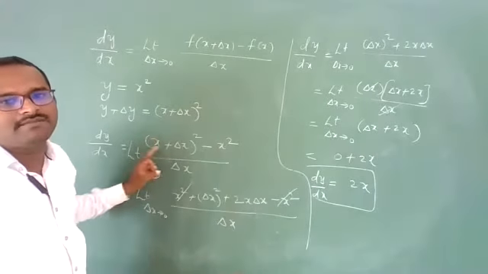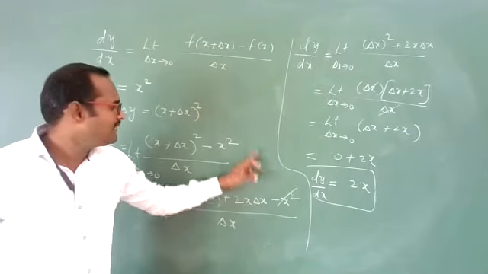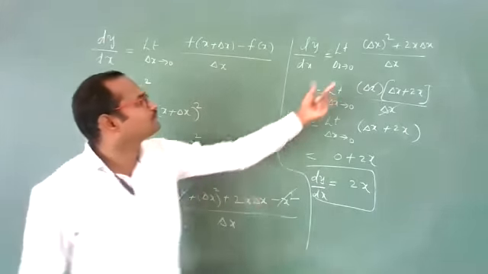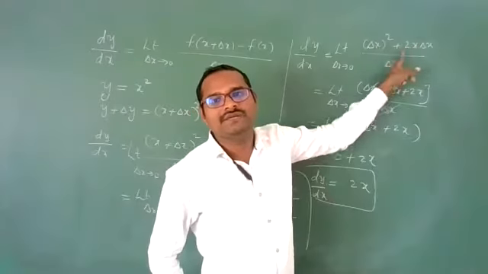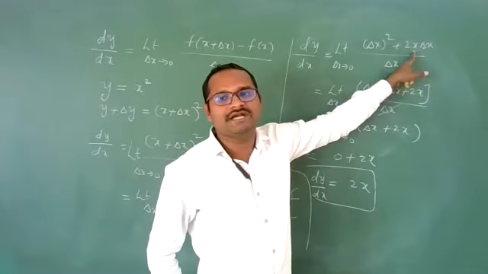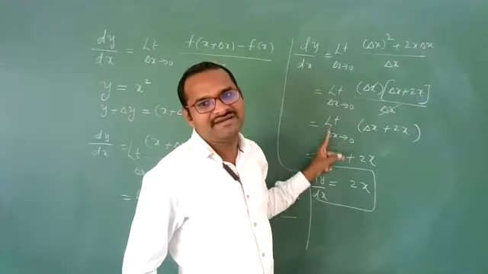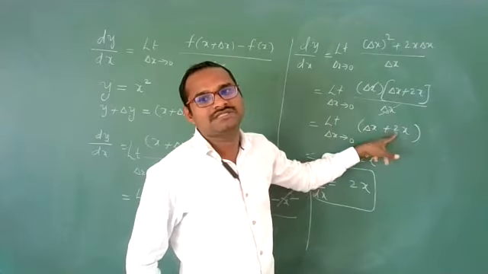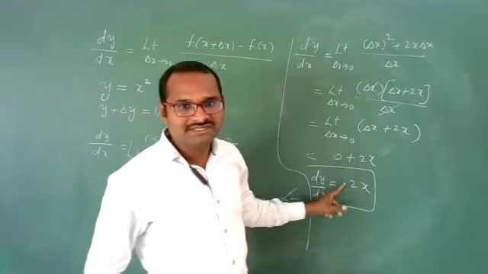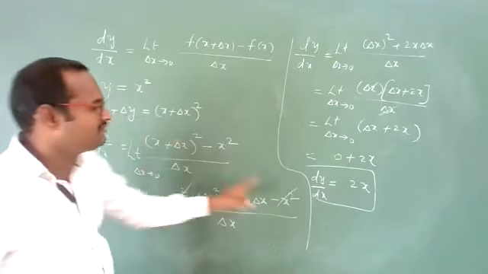After that, using the (a plus b) whole square format, a square plus b square plus 2ab, minus x square: x square minus x square cancel. You are having this value now. From these two terms, I am taking delta x common. Here one delta x is there, plus from this, if you take delta x common, you get 2x. Now this delta x cancels. You are having limit delta x tends to 0, delta x plus 2x. Now the delta x value is going to be 0. Then what is the remaining value? 2x. That means if y is equal to x square, then the differentiation of y with respect to x is nothing but 2x.